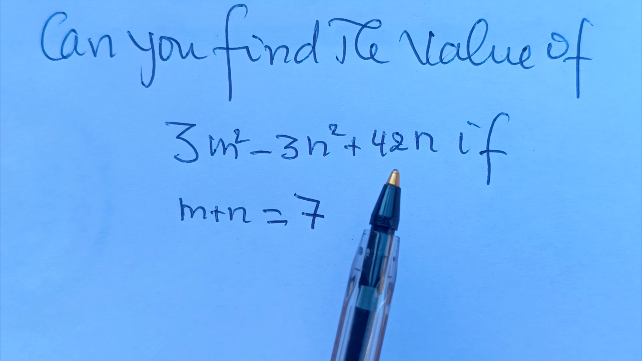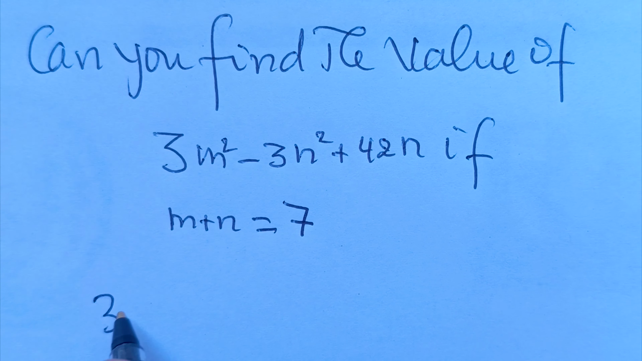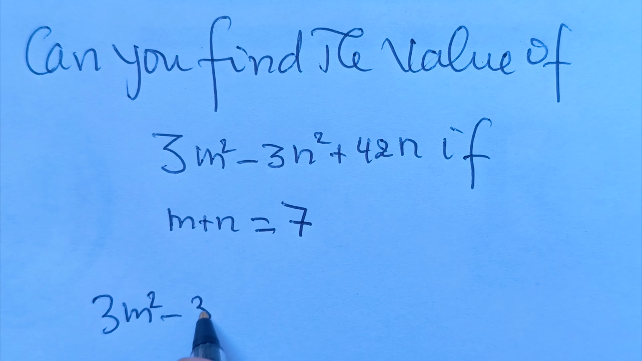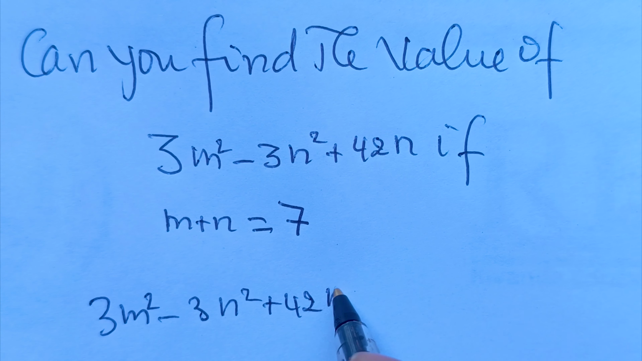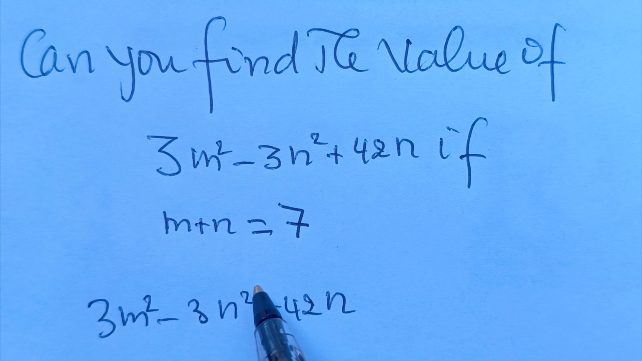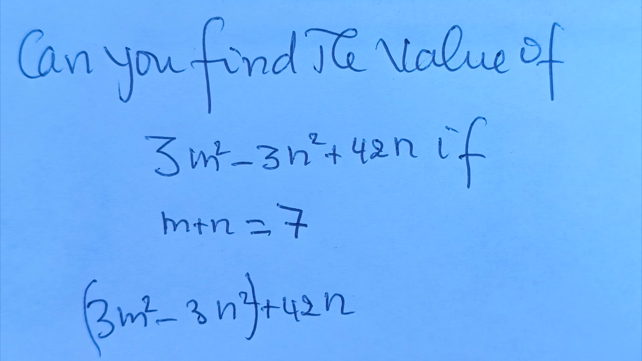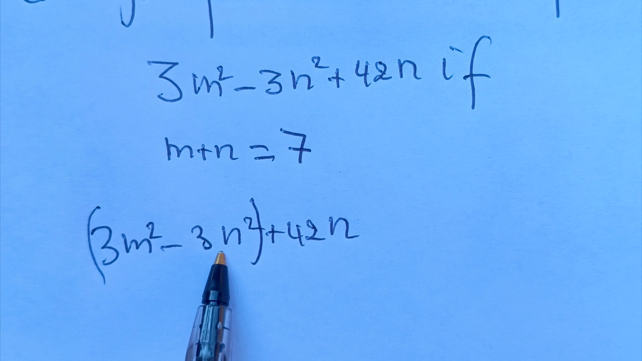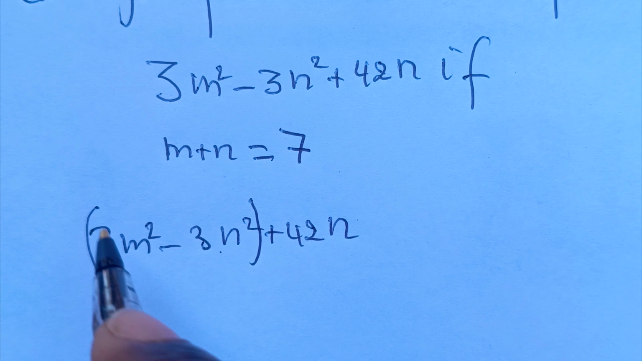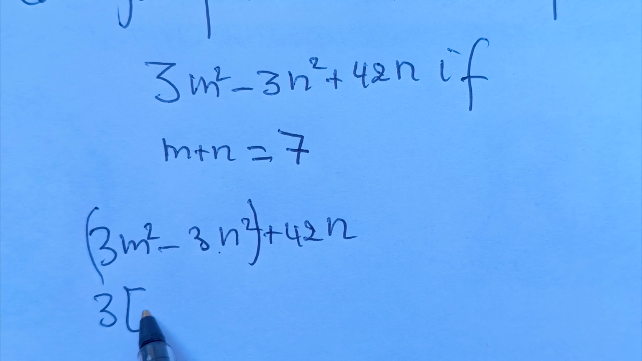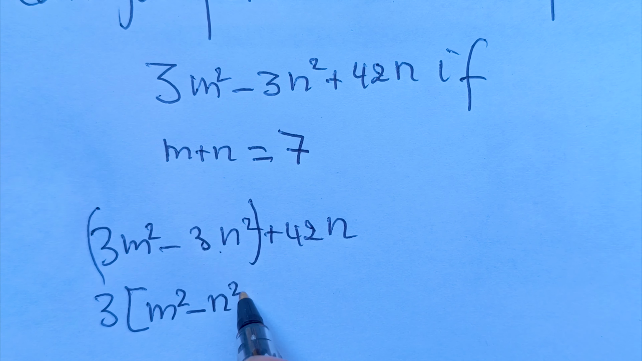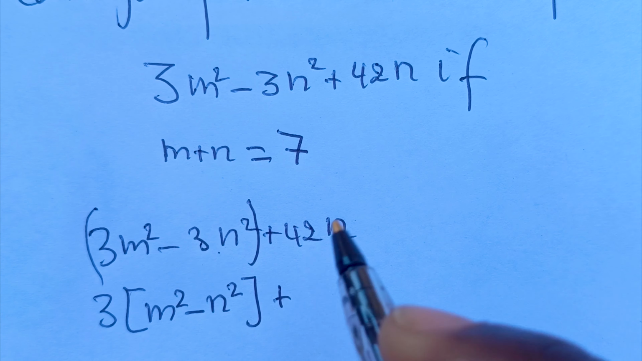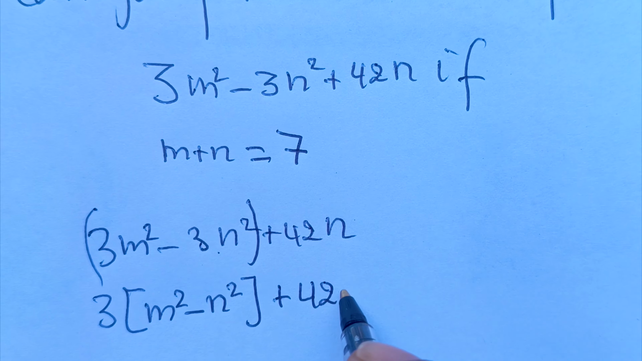What do we have? We have 3m² minus 3n² plus 42n. I do want to group this and factorize by 3. We have 3 into (m² minus n²) plus 42n.